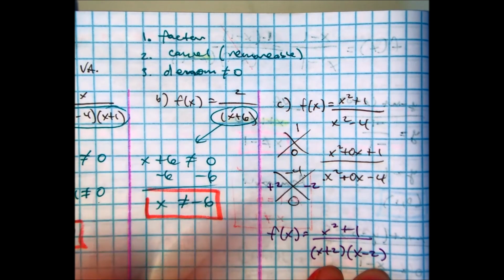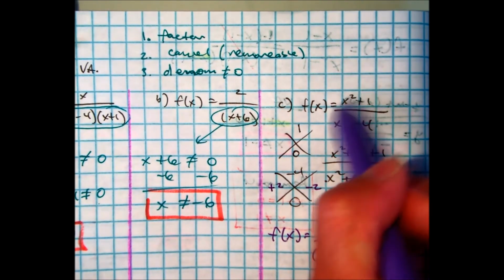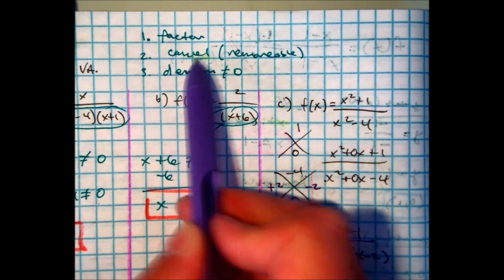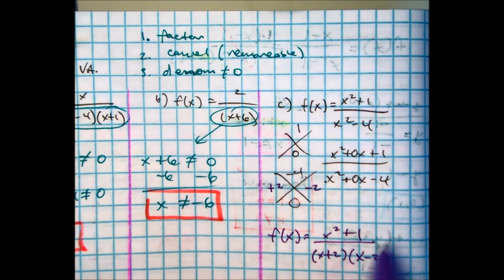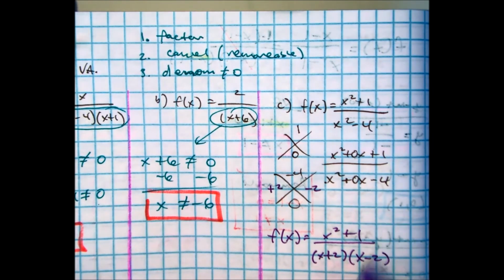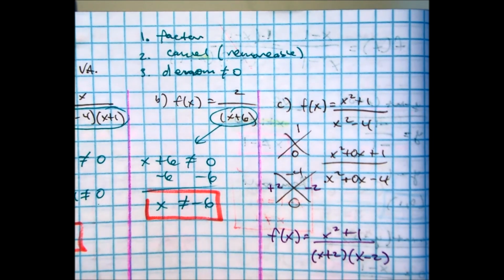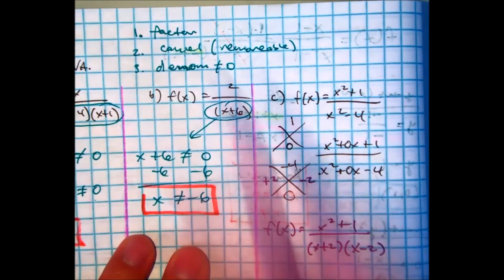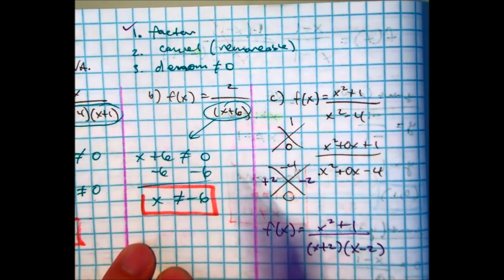Now remember, you cannot cancel these x squareds. So if you're thinking about step number 2 there, you have to make sure they're identical parentheses. For example, if there was an x minus 2 up here, that we could cancel. Okay? We factored it. Can't cancel anything.